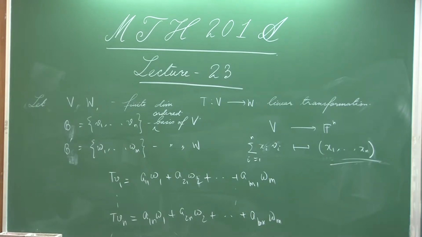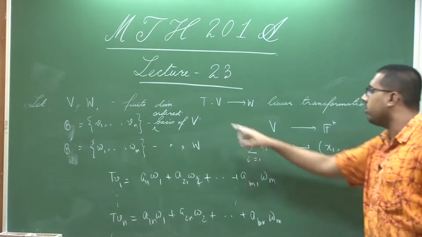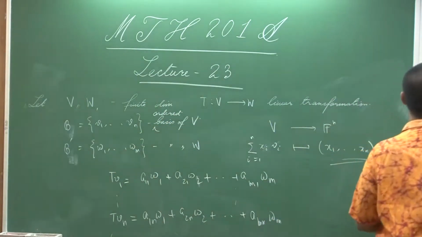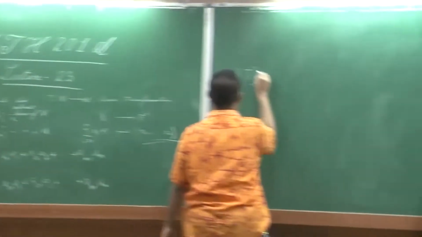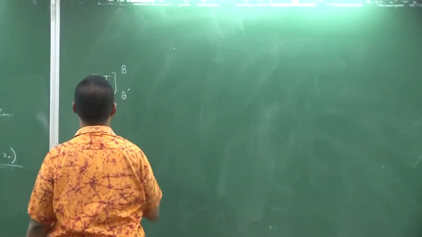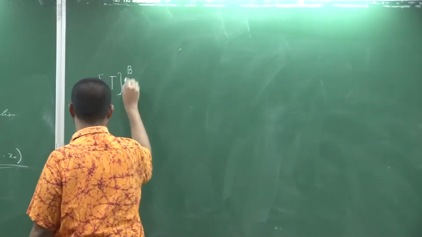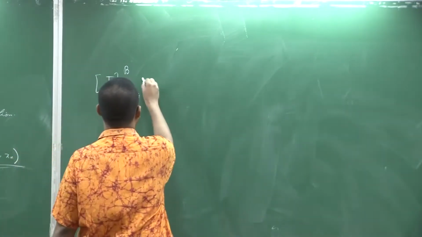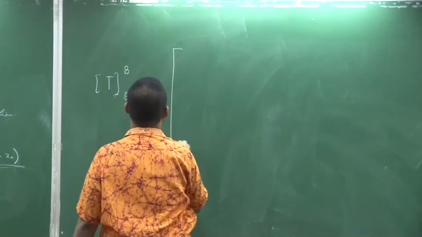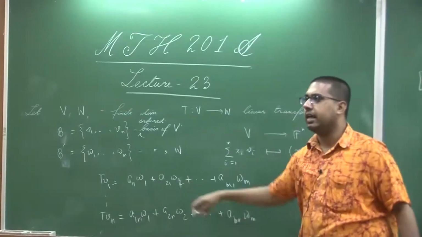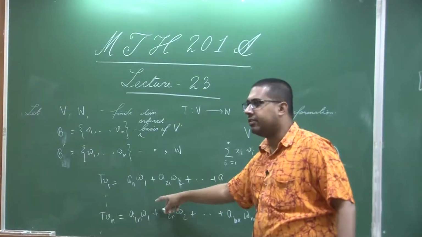So the matrix of the linear transformation T with respect to the bases B1 and B2. Sometimes one uses this notation B and B prime. The ordered basis of the domain space is usually written on the top, and the other one at the bottom. It is defined to be the matrix whose ijth entry is aij.